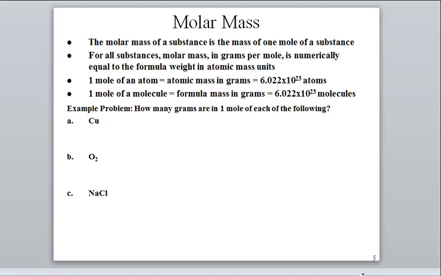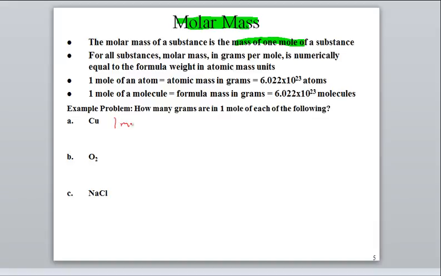The mass of 1 mole of a chemical has a special name. It's called molar mass. It's the mass of 1 mole. You can look at the chemical, and using the periodic table, you can get the mass of 1 mole of that particular chemical. It doesn't matter if it's an atom, a molecule, or an ionic compound. So we could do it for copper.